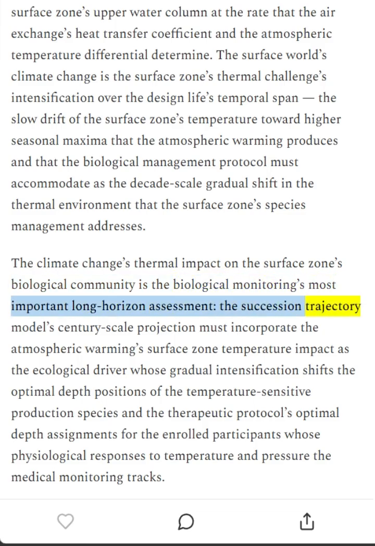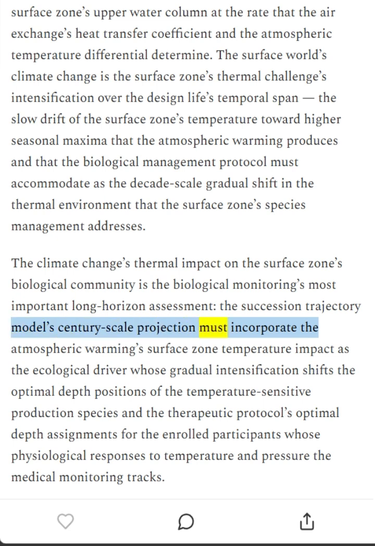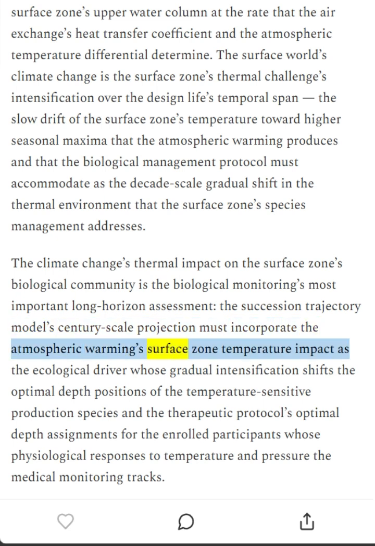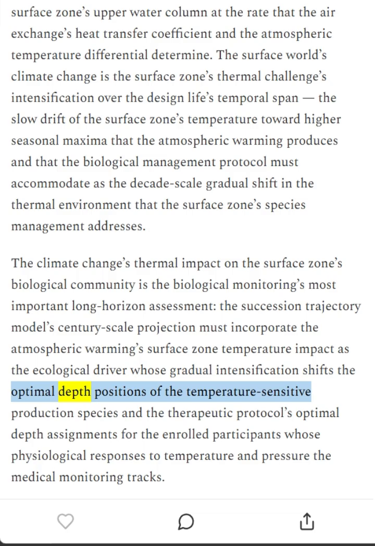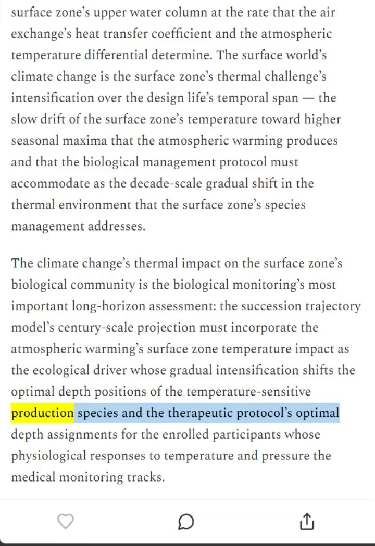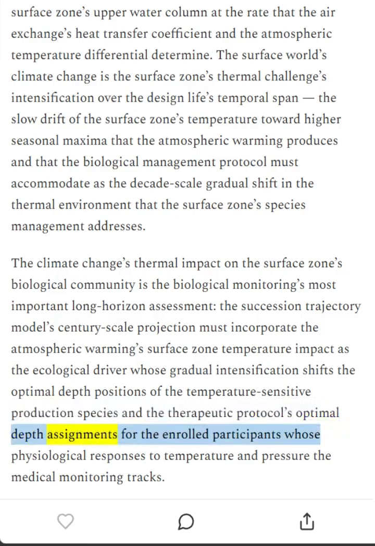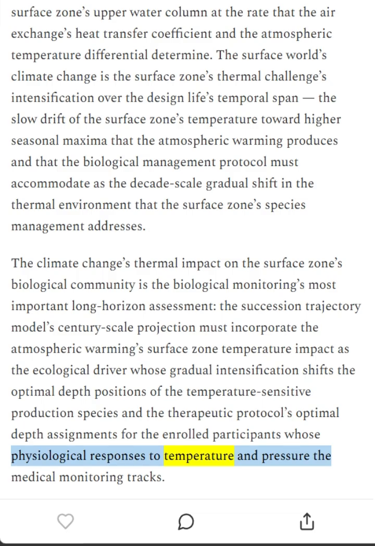The succession trajectory model's century-scale projection must incorporate the atmospheric warming surface zone temperature impact as the ecological driver whose gradual intensification shifts the optimal depth positions of the temperature-sensitive production species and the therapeutic protocol's optimal depth assignments for the enrolled participants whose physiological responses to temperature and pressure the medical monitoring tracks.